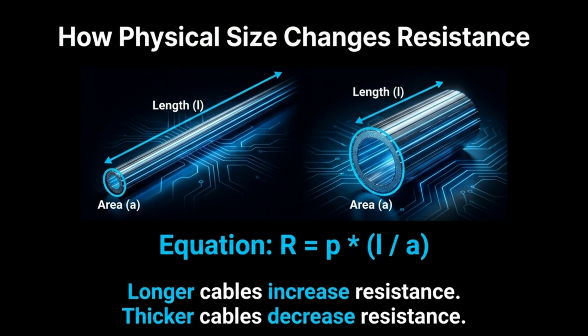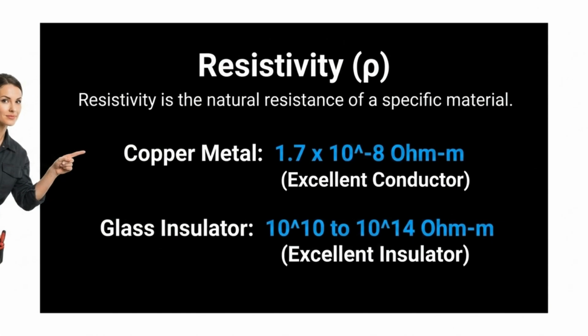Resistance is affected by physical size, according to the equation R equals RHO * L / A. Longer cables increase resistance, while thicker cables decrease resistance. Resistivity is the natural resistance of a specific material.